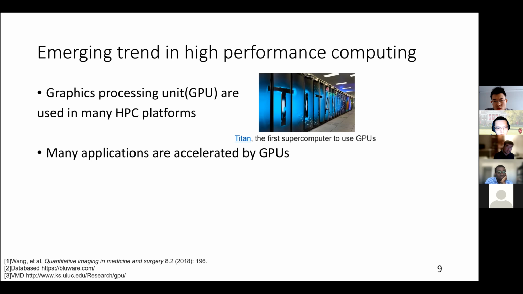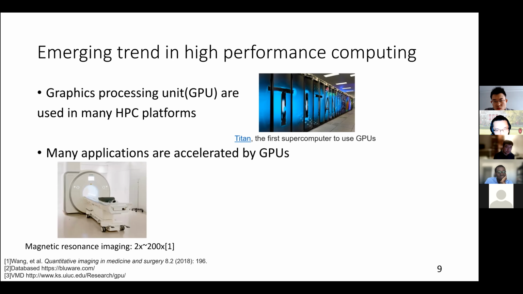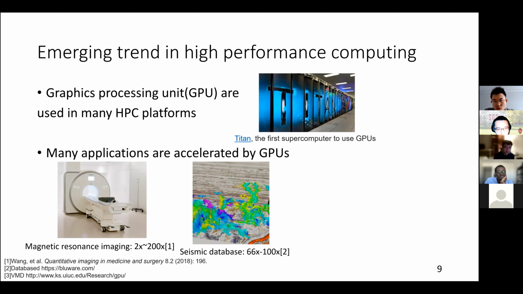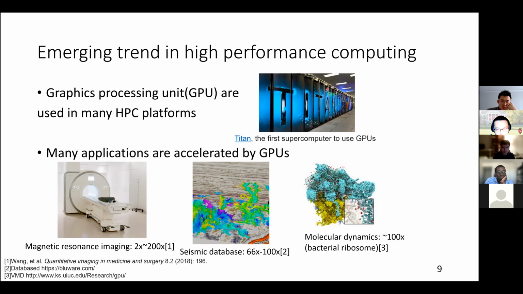And the reason is that they also have many successful applications. For example, in the reconstruction of MRI images, and also data access in seismic databases. What is closer to our mechanics community is molecular dynamics. There are a lot of well-built software packages that include GPU acceleration.